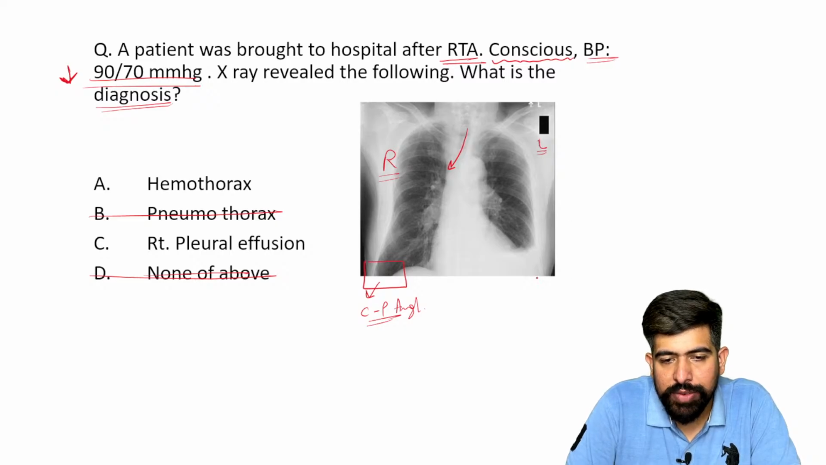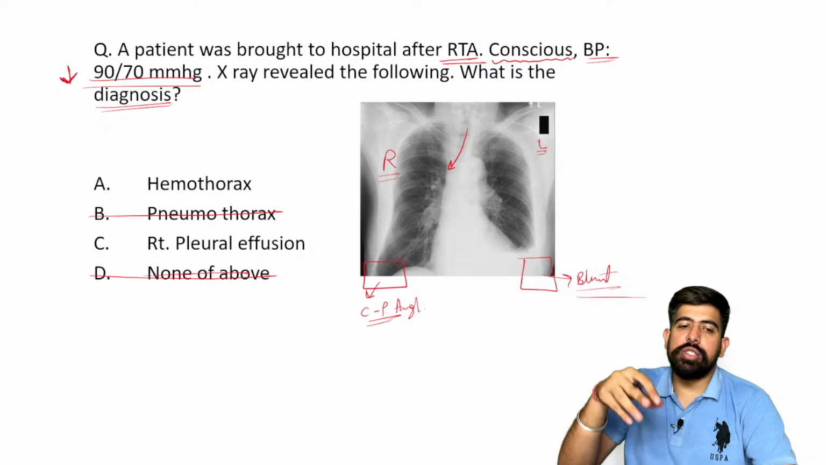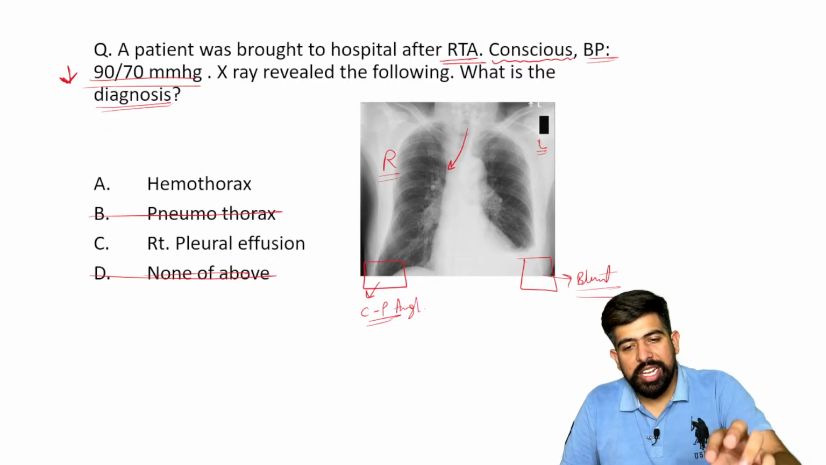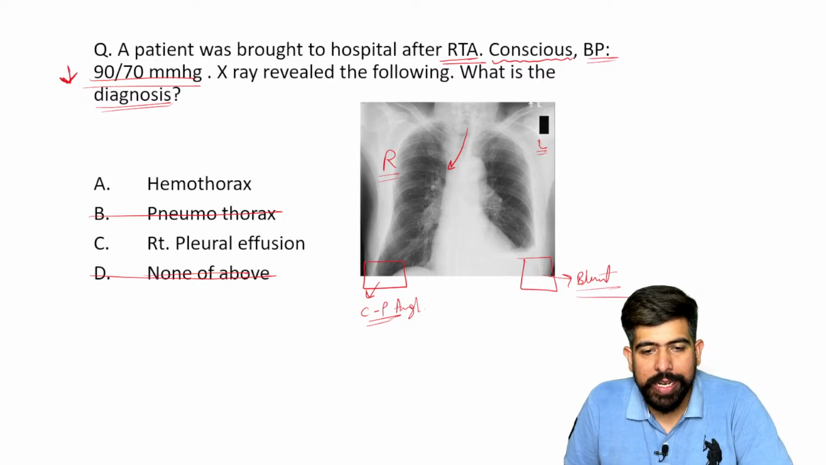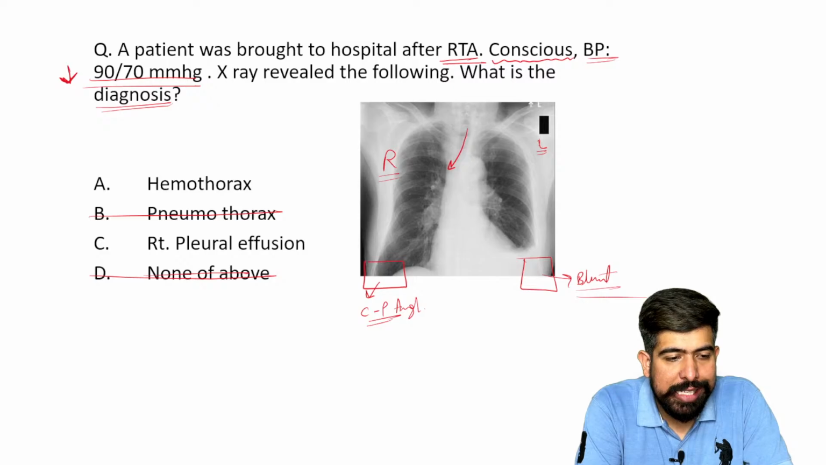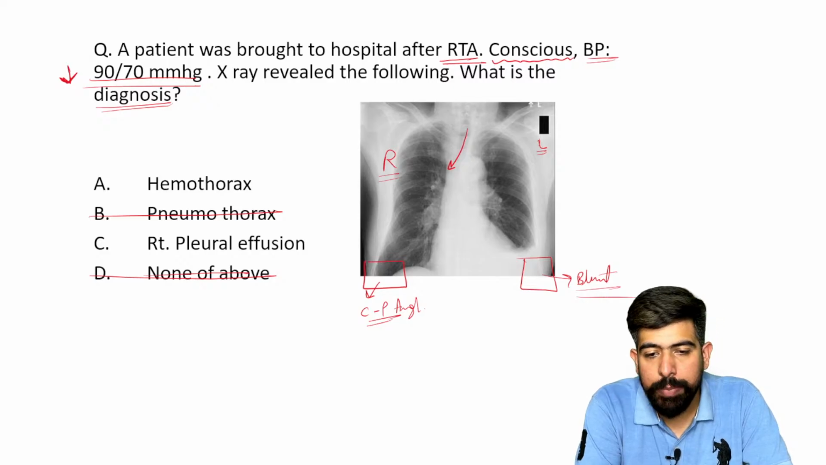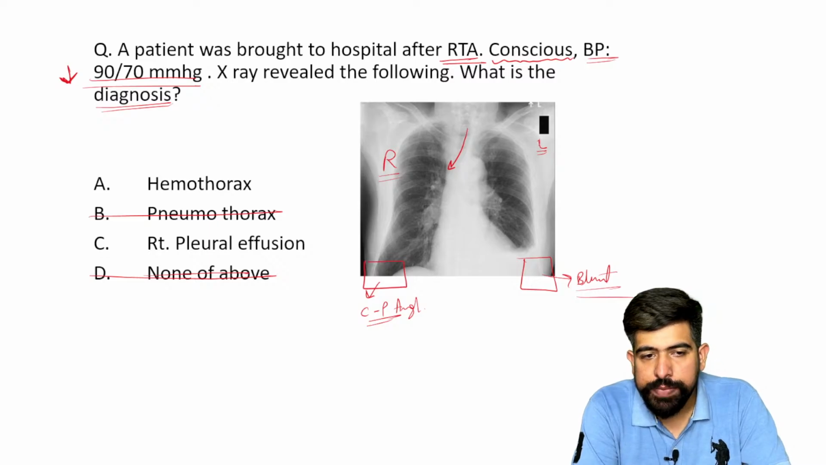As I'm seeing on the left side, this CP angle is blunt. It means some fluid is going to accumulate over there. Yes, the left side. Very good, doctor, you identified very well. On the left side, the CP angle is blunt. Of course, a blunt CP angle can be seen in pleural effusion, and in any fluid accumulation like pneumothorax also.